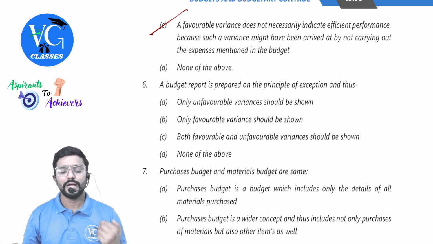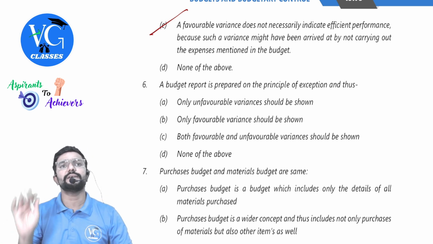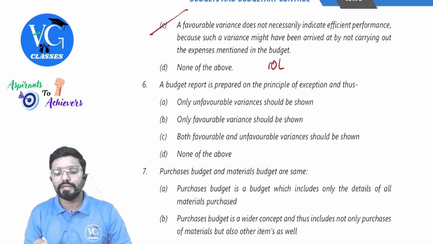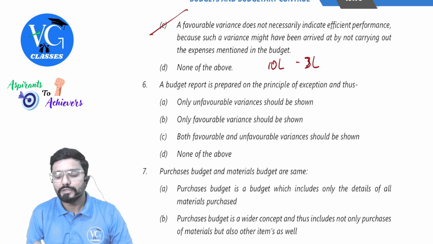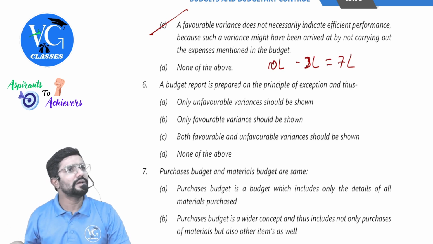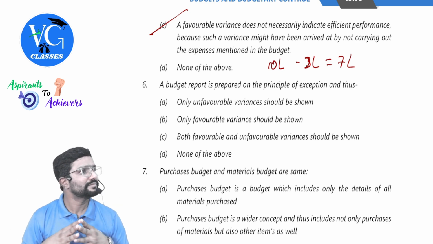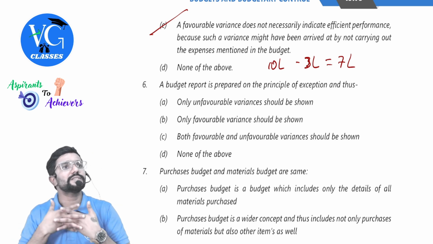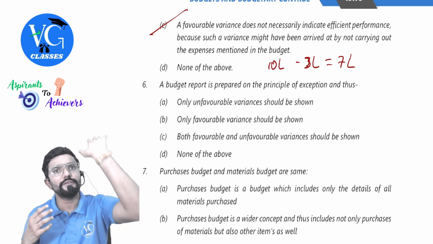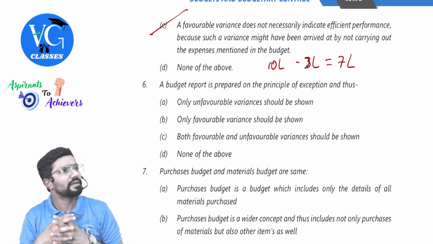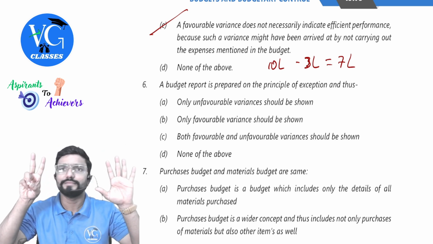No. For example, assume, guys, I had prepared a research and development budget. Budgeted cost is 10 lakh. I ended up incurring only 3 lakh. That means, sir, 7 lakh favorable. Good. But I cannot tell why. What if I have not done whatever I was supposed to do? I have not done all the research which I was supposed to do. Budget was allocated for me 10 lakh, but I have done only some minor research. I have incurred 3 lakh. Now I cannot tell I have saved 7 lakh.